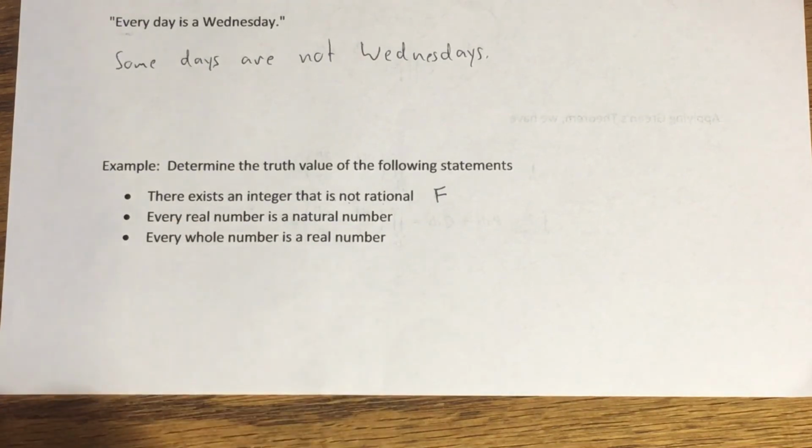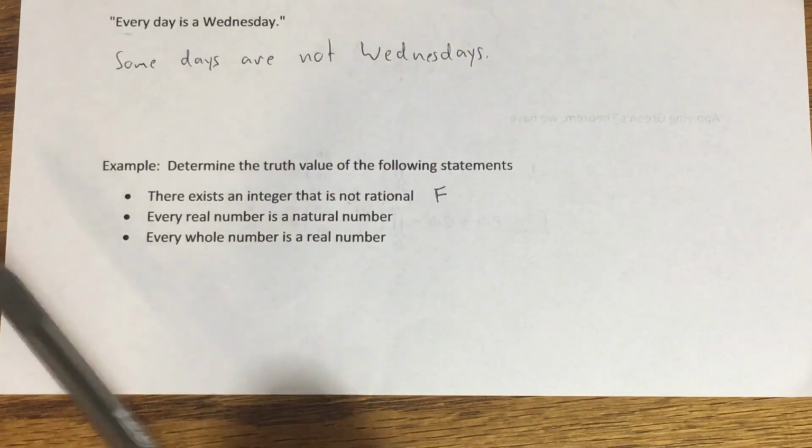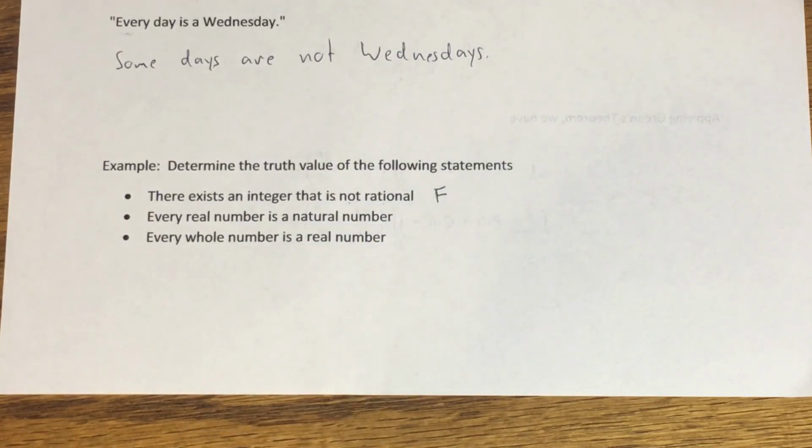Every real number is a natural number. Is this true? Let me think of this one in terms of a negation. If this is false, then its negation should be true. But what would the negation look like? Well, I used a universal quantifier here, so I do need an existential one to negate this statement. Instead of saying every real number is a natural number, to negate this, I could say there exists a real number that is not a natural number. That would be the negation.